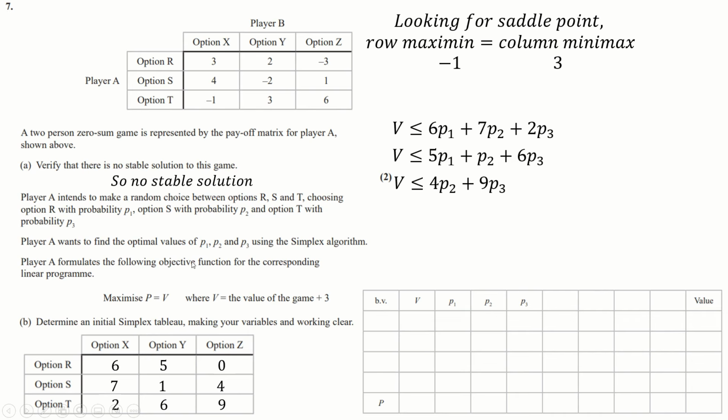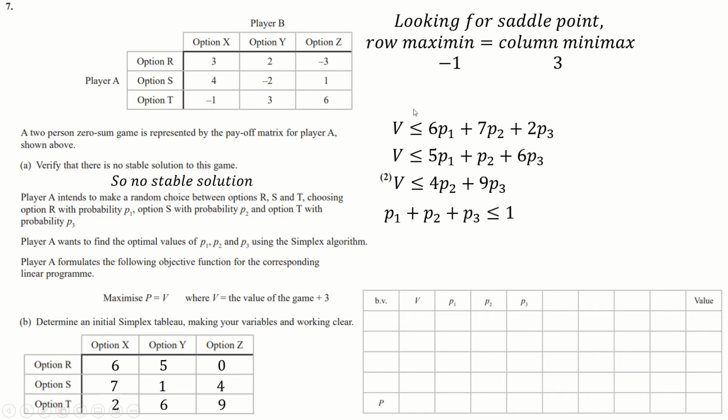We also need P1 plus P2 plus P3 to equal 1, although actually, for simplex, we always just say that it's less than or equal to 1, because that way we can add in a slack variable, which actually allows us to do simplex. And of course, P equals V means that we will rearrange. We need to rearrange all these as well, though.